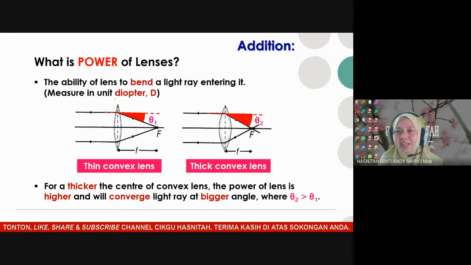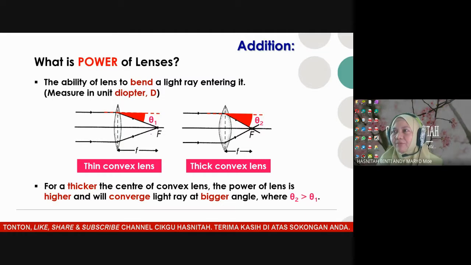Yeah, Ong Zheng, what is it? We measure power in a unit of diopter. This is not maths, not derivation in WDT, right? For example, this is how to find a power for convex lens. If you look at these two lenses, they are different in thickness. This is a thin convex lens.